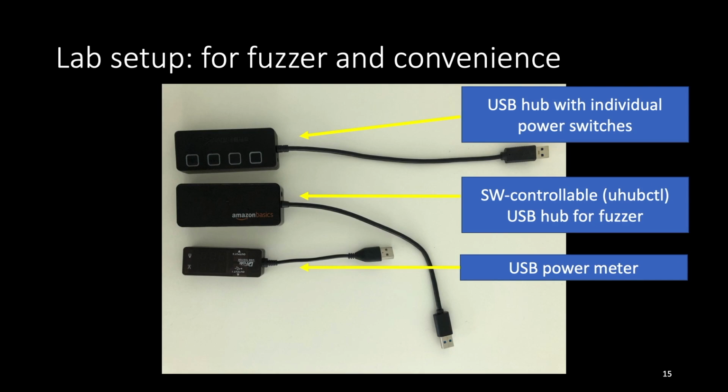And since I'm fuzzing dev boards, I had to have a way of powering these dev boards on and off. So I used uhubctl and this USB hub, so the fuzzer can turn my target on and off.